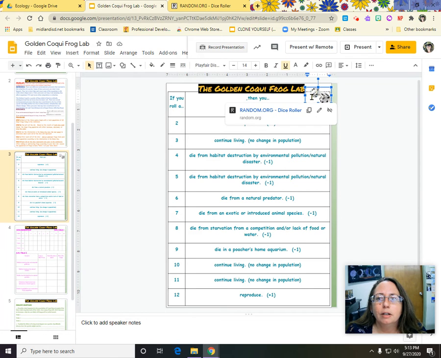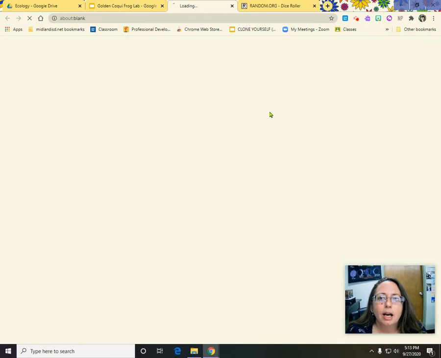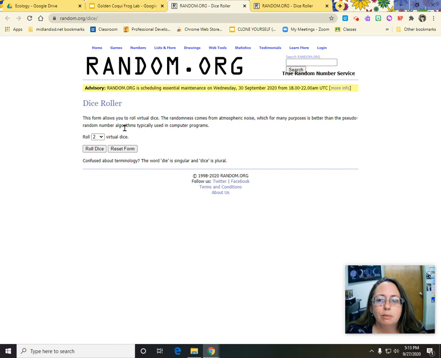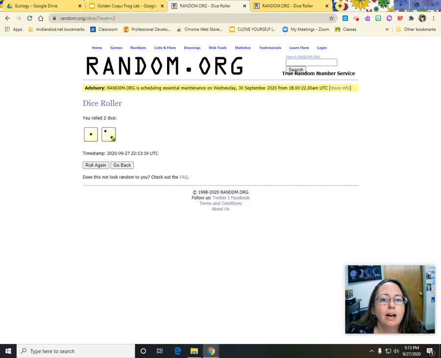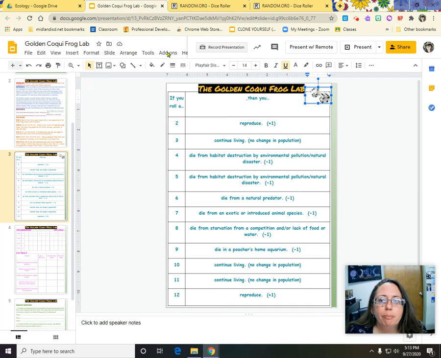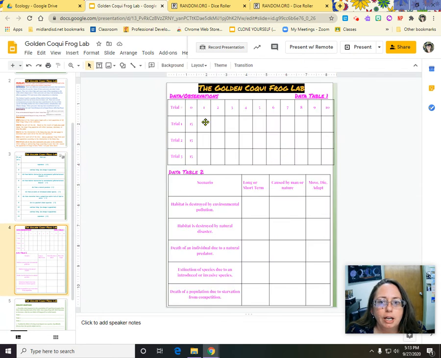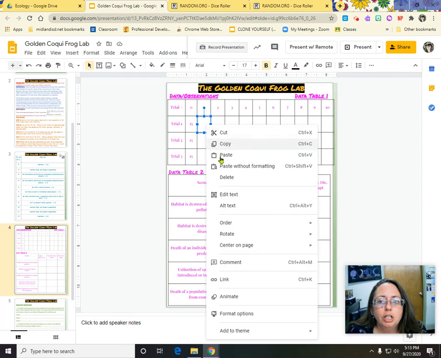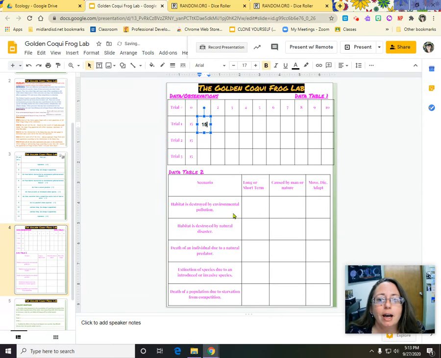So we're going to go over here. We're going to click on our dice and go to that website. Okay? It's going to bring this up. We only need 2 dice, so it should already be set at 2. But if it's not, you can use the drop down and change it to 2. Then it says roll the dice. Okay? So you roll the dice. I got a 1 and a 2. I'm going to add those together. So that's a 3. Okay? So now I'm going to go back over here to my page. 3 says continue living, no change. So that means for my first year, I'm still going to have 15.